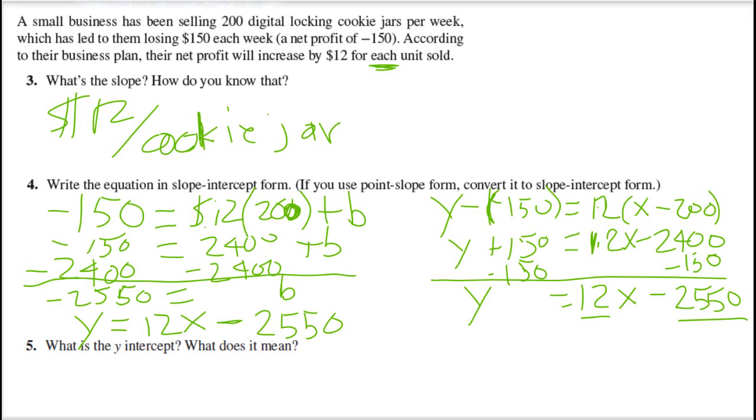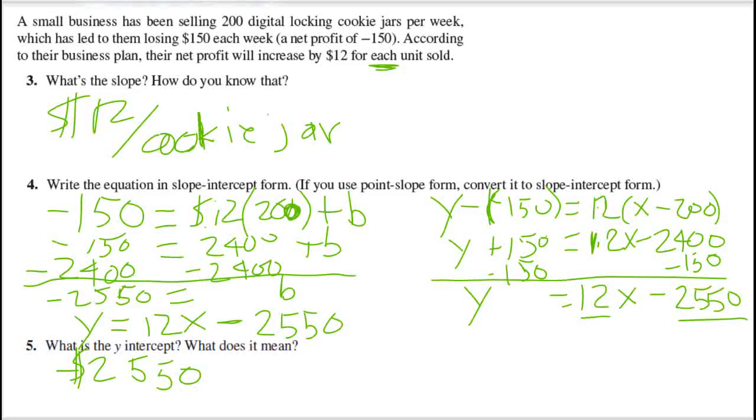Okay? Question 5. Answer question 5 and then restart the video. So question 5, what is the y-intercept? Well, that's obviously negative 2,550. It's actually in dollars. You notice the 12 was in dollars per cookie jar. We multiply that by 200 cookie jars. We just get $12. Then we subtract the $150 that we're losing. So this is the y-intercept.